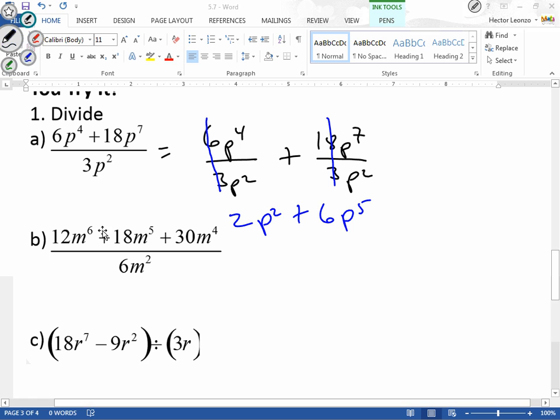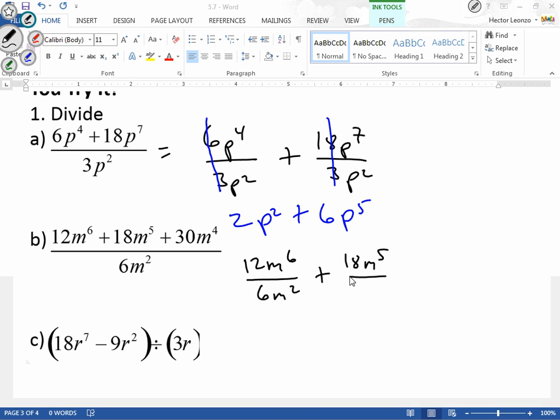Let's take a look at my example B. Let me rewrite this as 12m to the 6th over 6m squared plus 18m to the 5th over 6m squared, and then plus 30m to the 4th over 6m squared. So once again, I'm doing a polynomial. I'm going to separate it into many fractions, and I'm going to treat each fraction at a time.